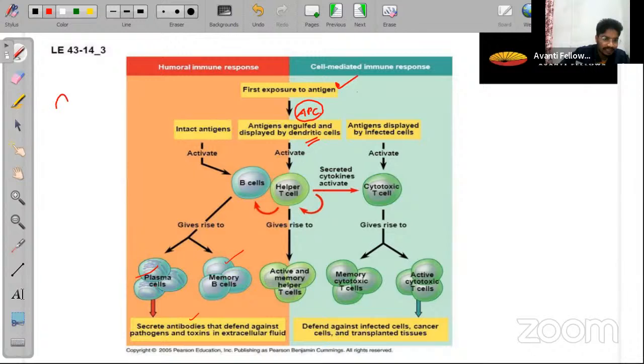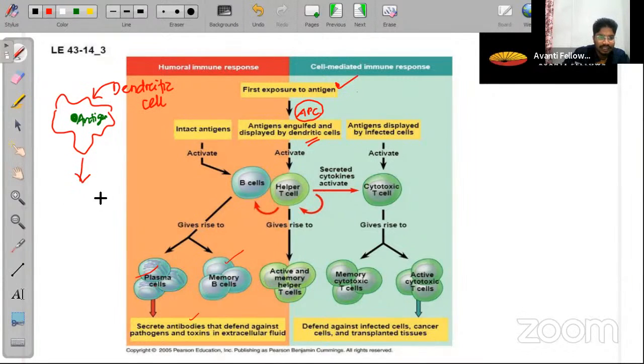What it will do, the dendritic cell, suppose this is the dendritic cell, it will engulf the material. Which material? It will engulf the antigen. Suppose this is your antigen. This is your dendritic cell, which I told you in the previous class also. This dendritic cell is going to divide this antigen into many fragments. And after the reaction, the dendritic cell will take all the fragments of the antigen onto its body surface.